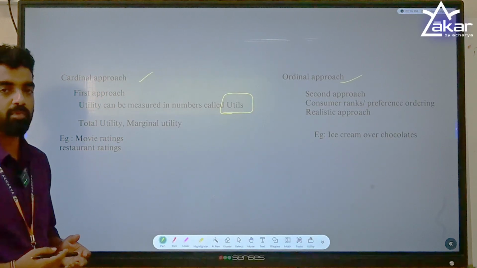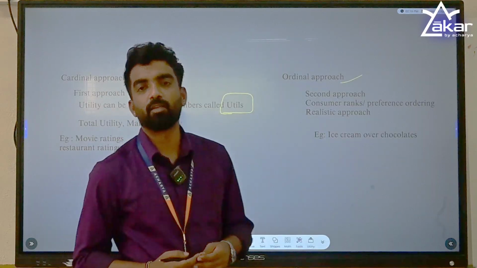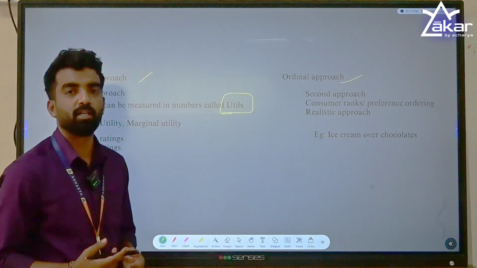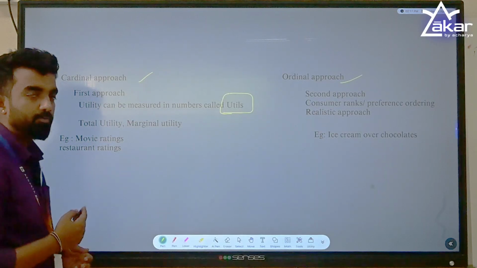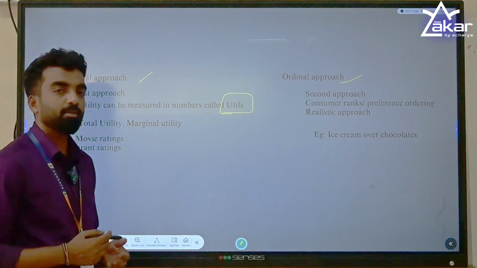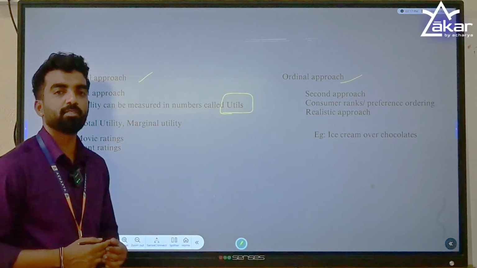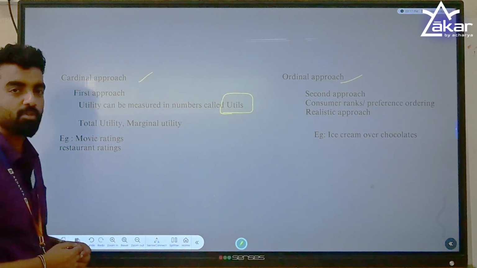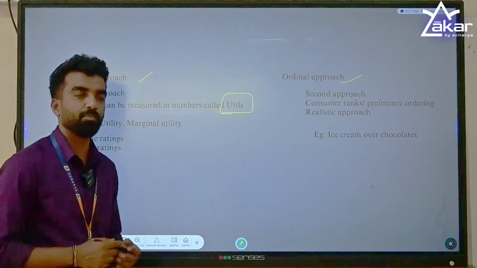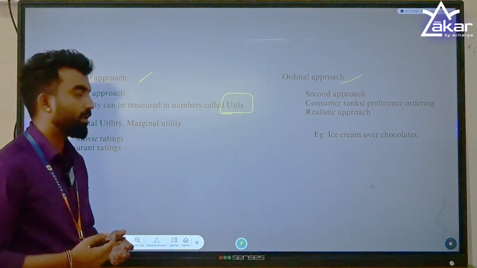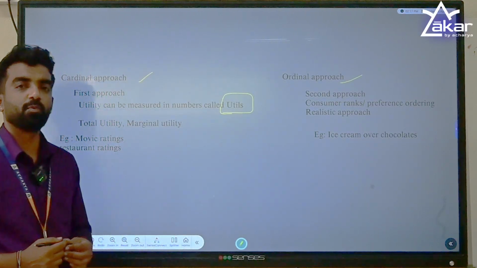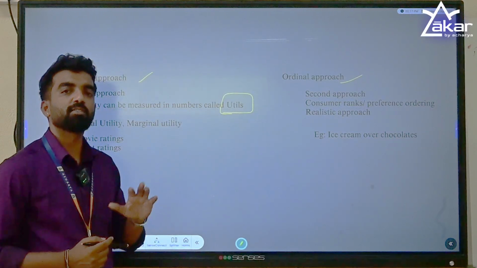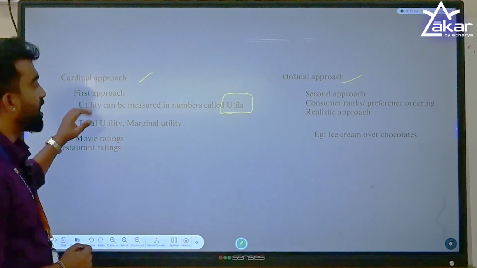Even when you have lunch or food in a restaurant, what do you give? You give ratings in the end. They ask you to give ratings, right, out of 5. If you rate more than 4, that means you are happy. If you rate somewhere around 3, that means quite average, not that good or not that bad. If you give 1, 0 or anything less than 3, that means the food was bad. So this is nothing but a numerical expression of your satisfaction. That is called the cardinal approach.